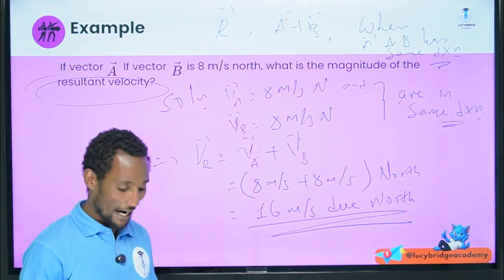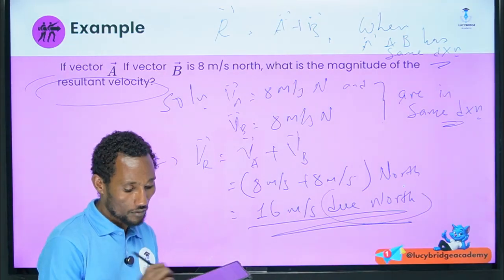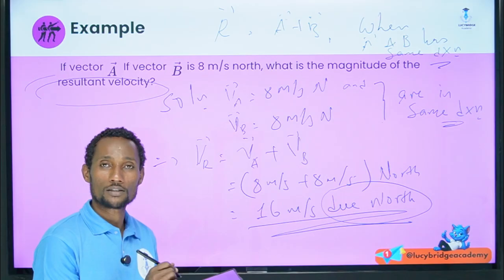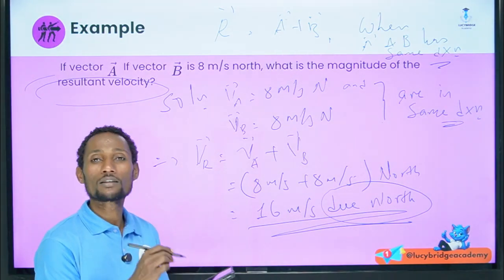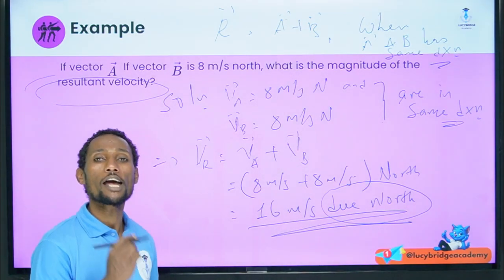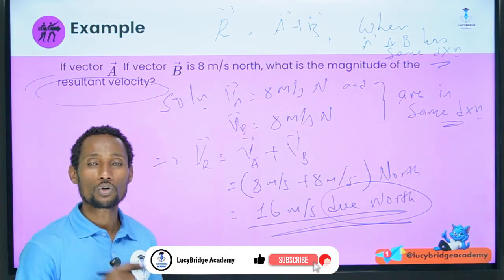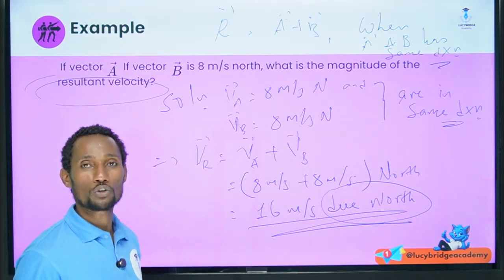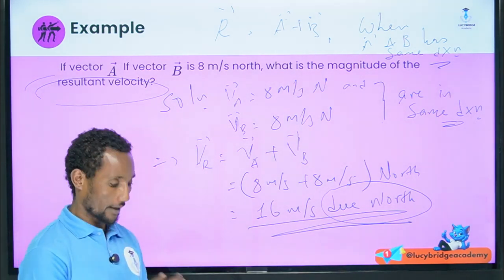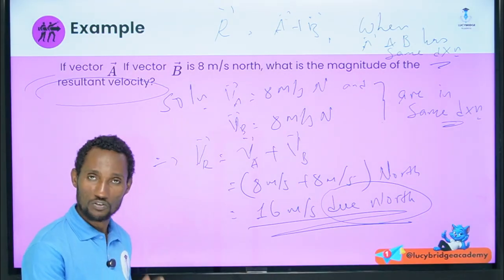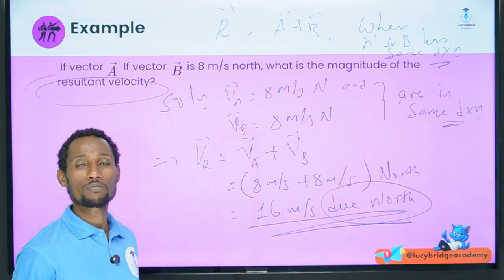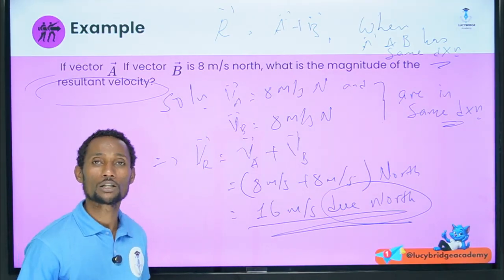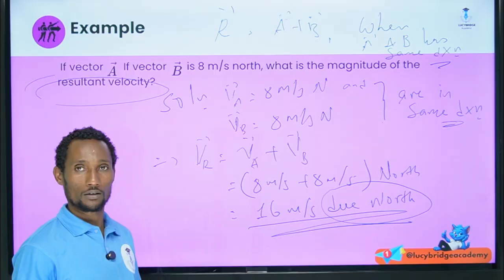In this case, the direction of the resultant velocity depends on the direction of A and B. This is the basic thing you have to do in the addition of two vectors, like velocity vectors, force vectors, displacement vectors, momentum vectors, and so on. You will deal with it when you go to the higher level.